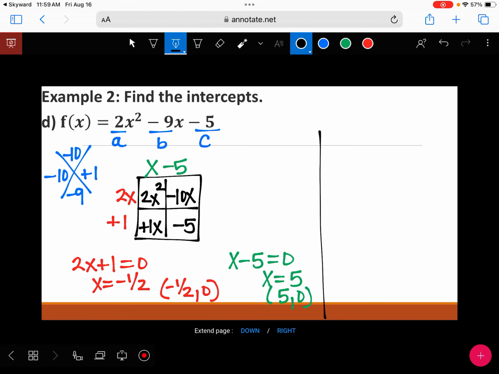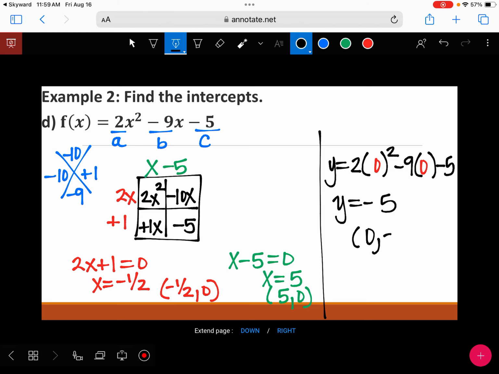Now to find your y-intercept is always going to be the c value. But if you don't recognize that, we can go the long way. When you plug in your 0, you get y equals negative 5. So your y-intercept is at 0, negative 5.